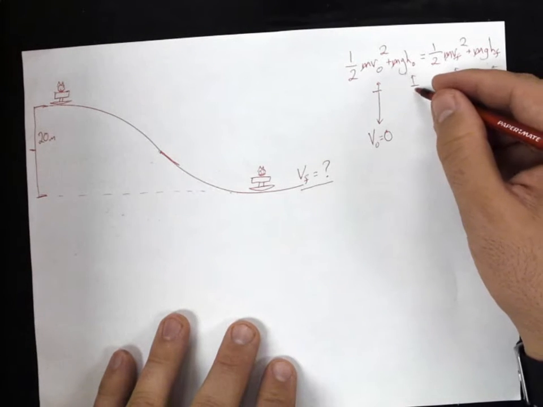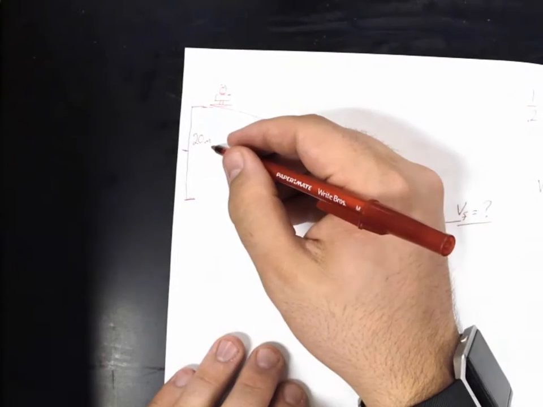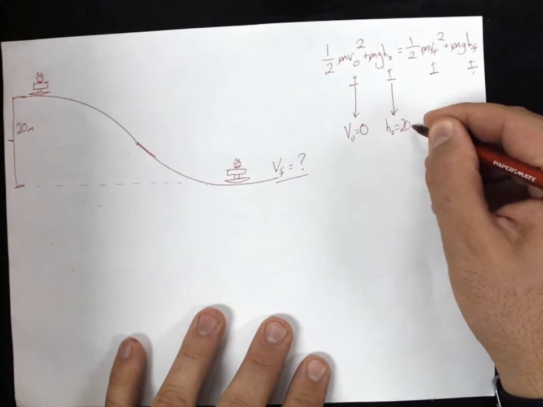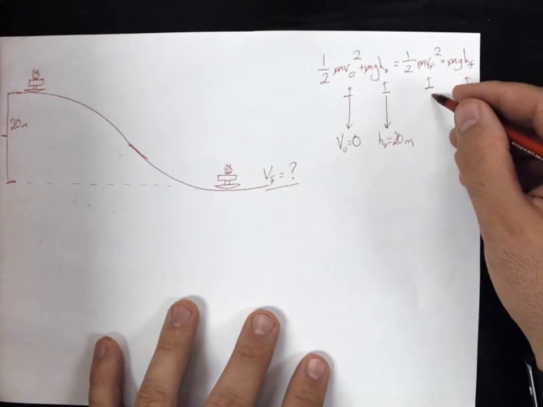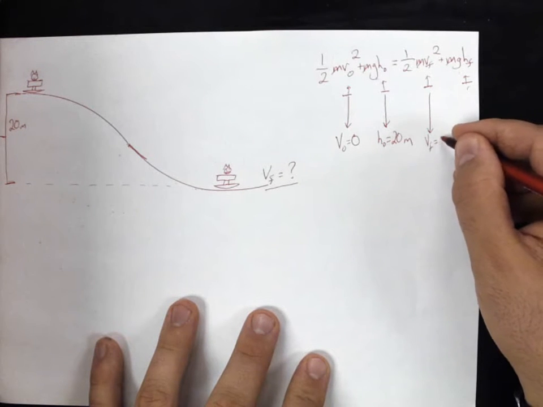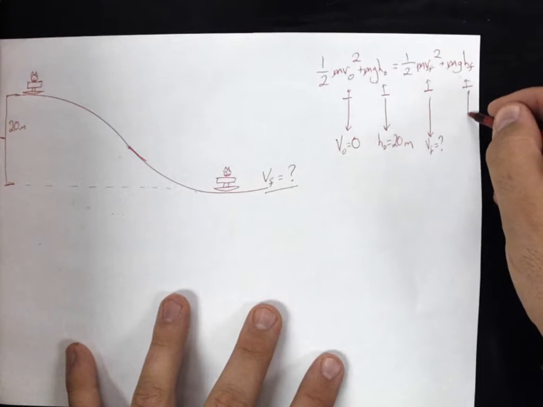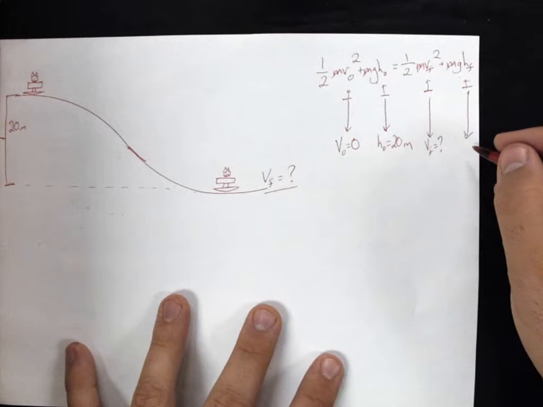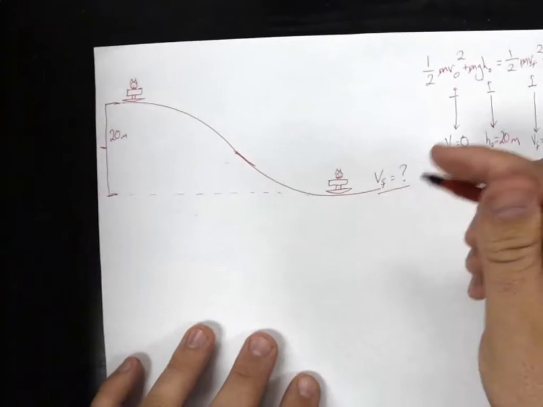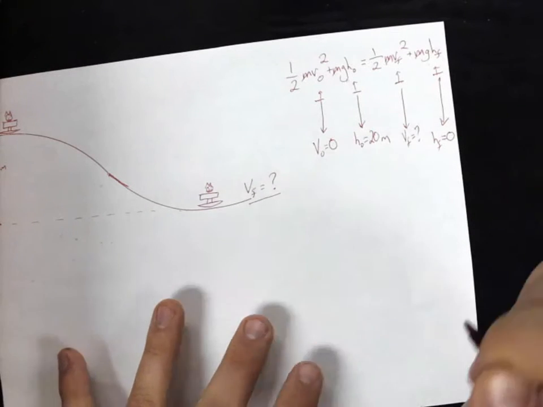Now next, height initial. Who is that? Well, height initial in this case is whatever the height of the hill is, so 20 meters. Next, we have final speed at the bottom of the hill. Vf equals question mark. That's what we're looking for. And then finally, height final. What is the height above the ground at the bottom of the hill? Well, I'm assuming that this is the bottom. So if it's the bottom, that means its final height is nothing, 0.